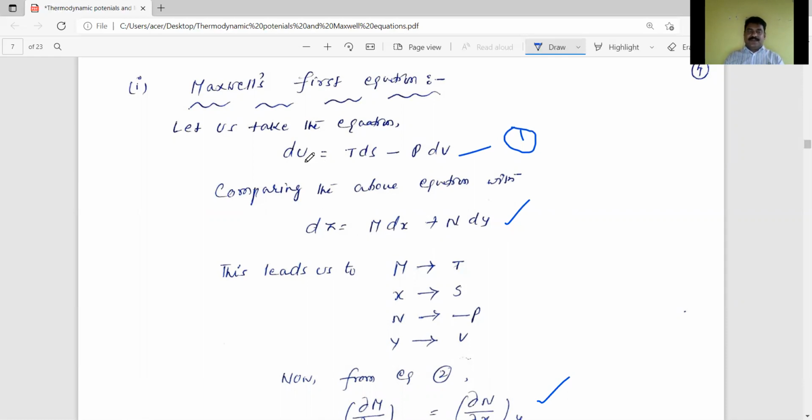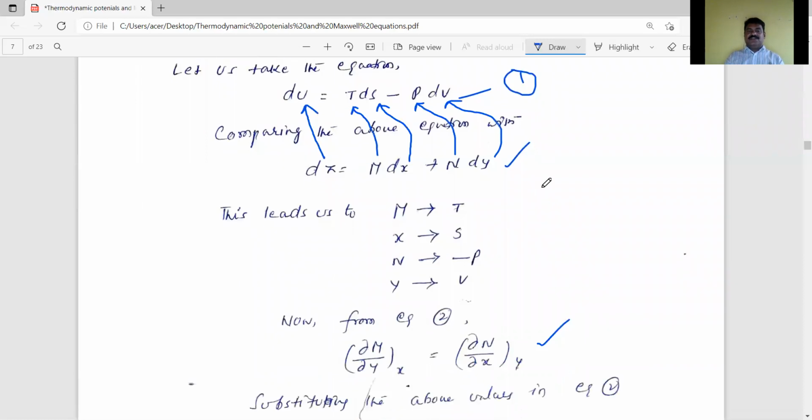You see, here in place of z, you have u here. Similarly, in place of m, you have t here. Similarly, in place of x, you have s here. Similarly, in place of n, you have minus p, not p, minus p here. Similarly, in place of y, you have v here.